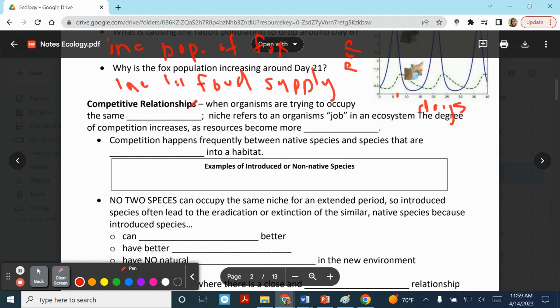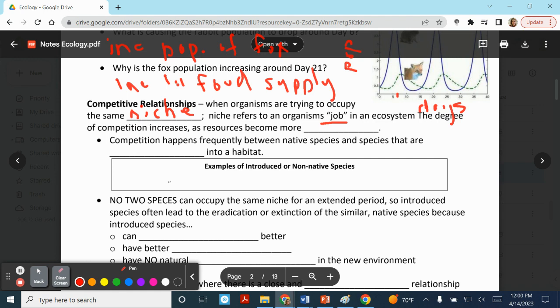Now, before we talk more about competitive relationships, you need to make sure you understand what the term niche means. Because when we talk about organisms having their own niche, which basically means that in an ecosystem, they have their job that they're supposed to do. And if they're not doing that job, as in eating certain things or being food for certain organisms, then we can see that an ecosystem can become very unstable if organisms aren't there to do their job in that ecosystem.